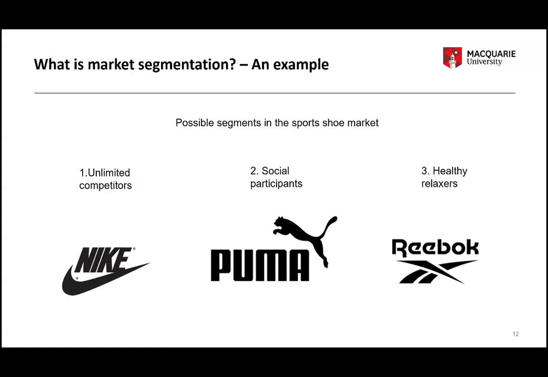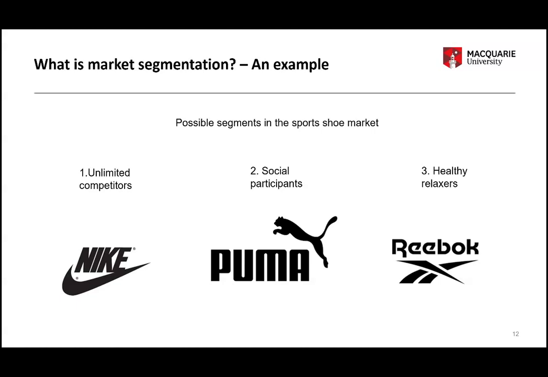So a good example of this, if we think back to that original chart, was what I was alluding to. If we think about the possible segments in the sports shoe market, one segment we might name as the unlimited competitors. These people are going to be professional athletes that are interested in buying products that help empower peak athletic performance. And Nike could be targeting this particular segment of consumers.